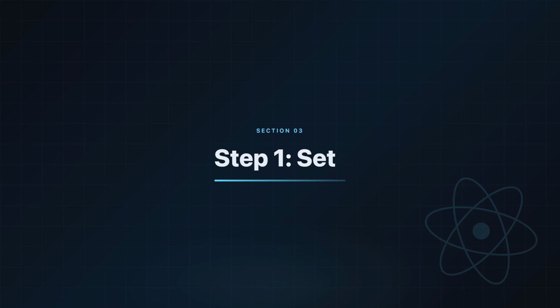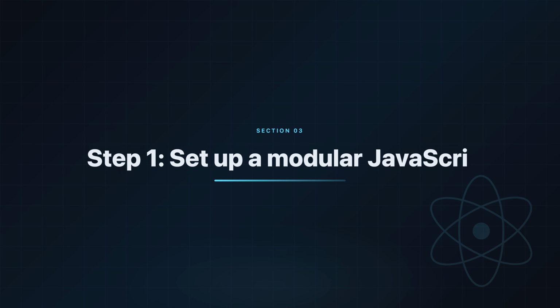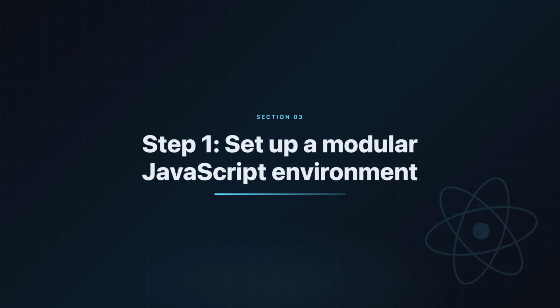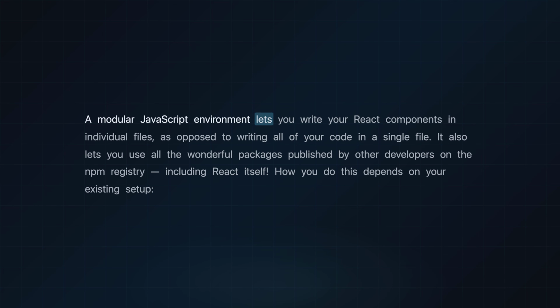Step 1. Set up a modular JavaScript environment. A modular JavaScript environment lets you write your React components in individual files, as opposed to writing all of your code in a single file. It also lets you use all the wonderful packages published by other developers on the npm registry, including React itself. How you do this depends on your existing setup.